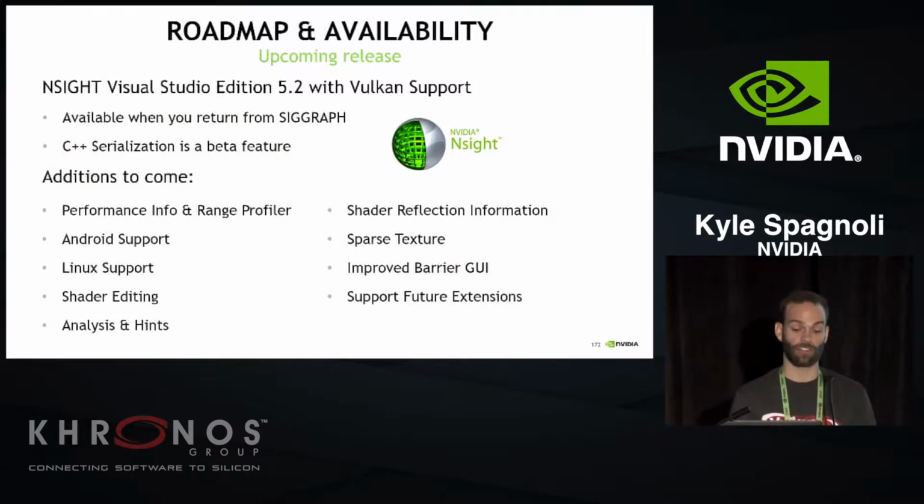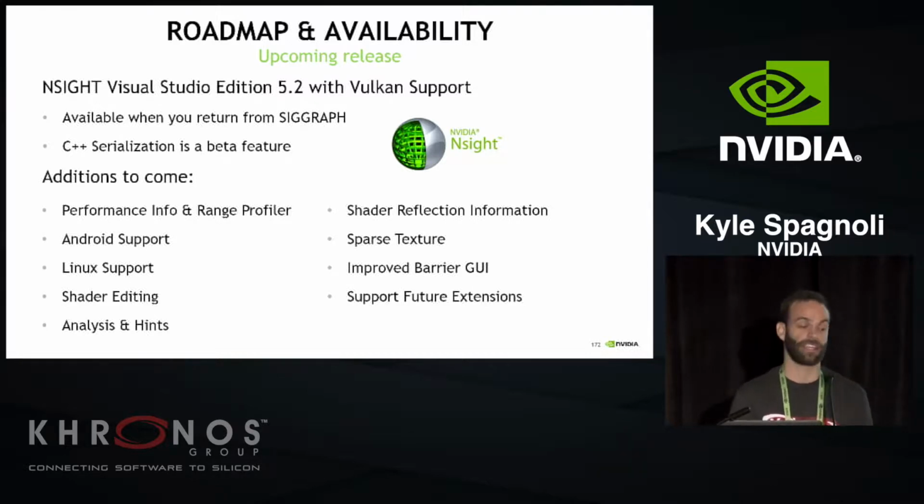So, like I said, version 5.2 is going to be available very, very soon, hopefully when you return from SIGGRAPH here. But we do have other features that we're planning to add. One of the main ones is performance information. We have it for all of our other APIs, and we'd like to get that in for Vulkan. And that's just the ability to figure out low-level pipeline utilization, cache utilization, et cetera, et cetera. We want to add Android and Linux support. We already have existing debuggers, be it our Tegra graphics debugger and our Linux graphics debugger, and we have plans to add Vulkan to them as well.